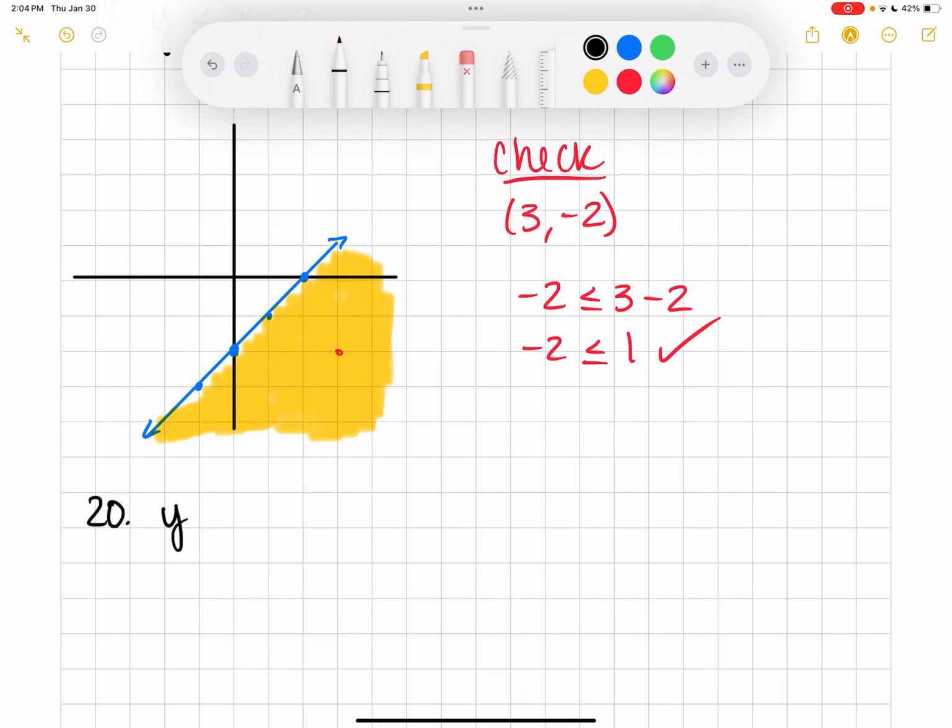Y is greater than or equal to -2x plus 8. All right, so is this one going to be solid or dotted? Solid. Solid because it's or equal to. Now, this one is greater than or equal to, so this one is going to shade above.